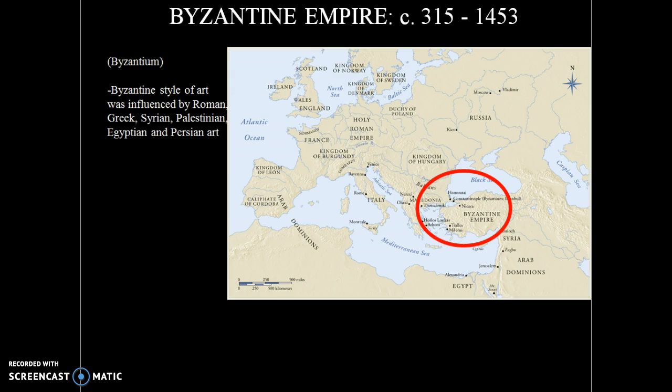The Eastern Empire, or the Byzantine Empire as we call it today, was influenced by not only Roman culture, which, obviously they're seeing themselves as Romans, so of course they're going to be influenced by Roman culture, but also some of the cultures that this empire controlled, like Syria, Palestine, Egypt, Persia, and Greece. So these cultures all combined with Roman cultures to create this very distinct Byzantine culture.